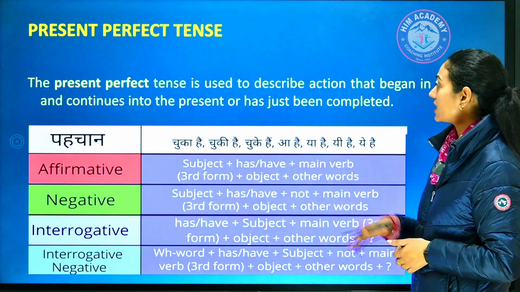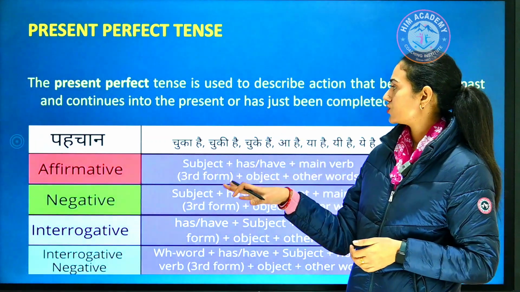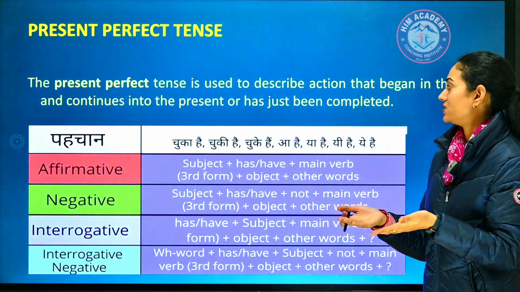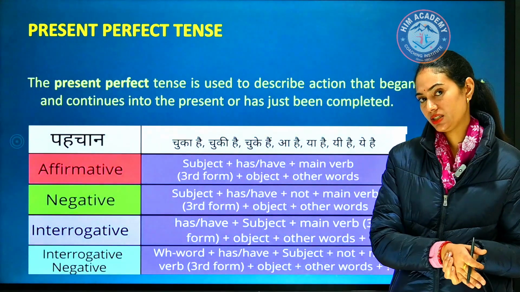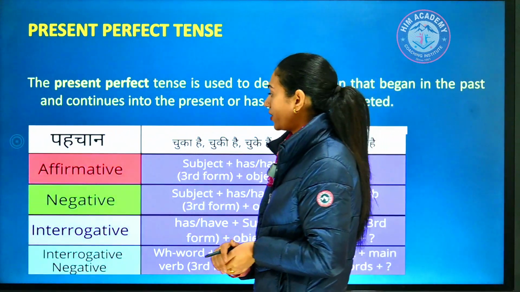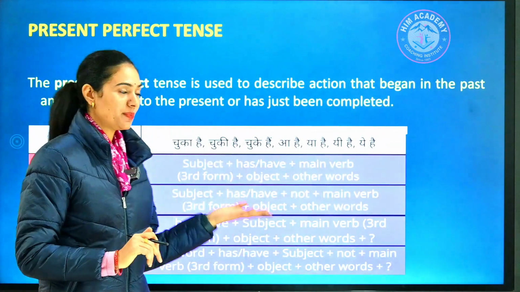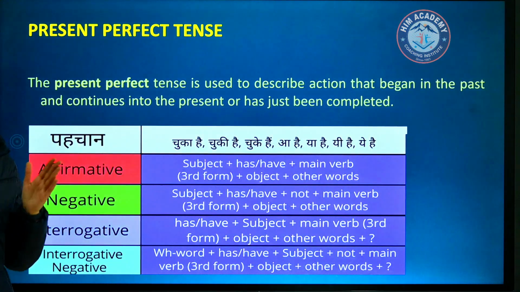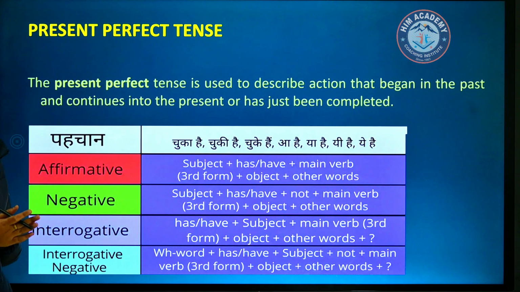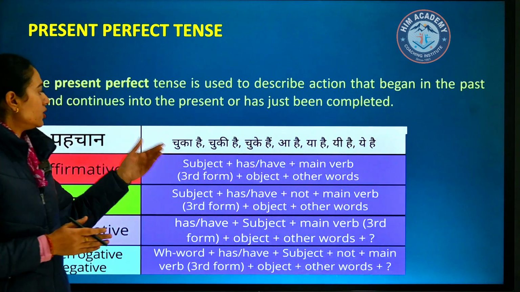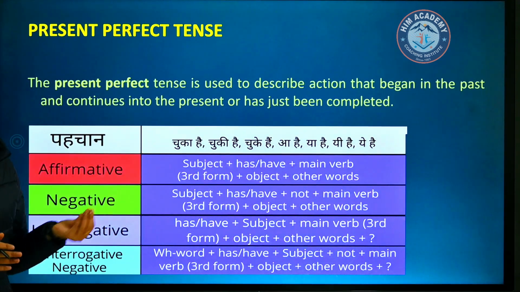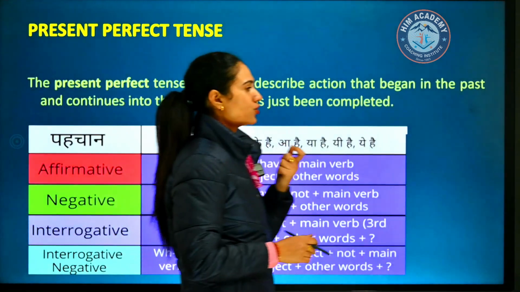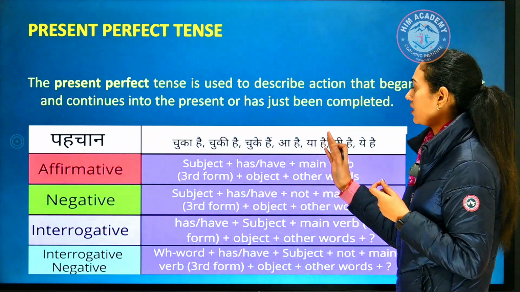Present perfect tense is used to describe actions that begin in the past and continue in the present or have just been completed. Actions which begin in the past and are completed in the present time. So chuka hai, chuki hai, ya chuke hain, etc. These are the main introduction or the main part of this present perfect tense here.